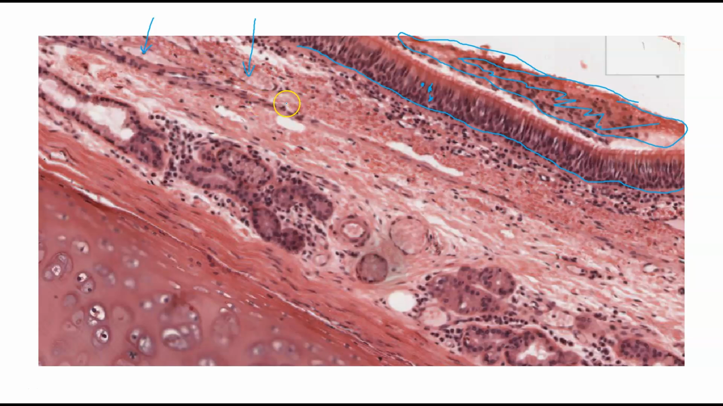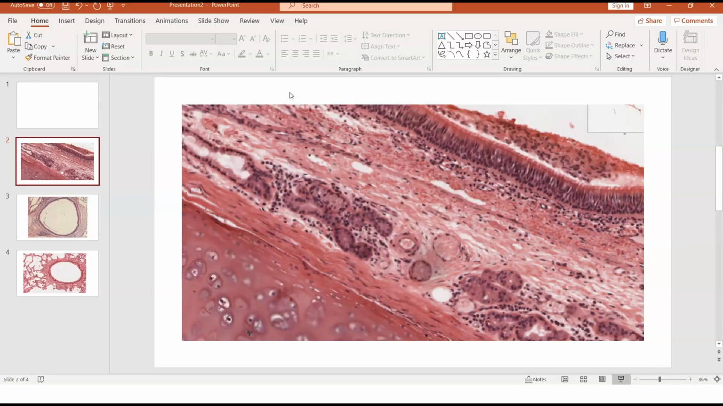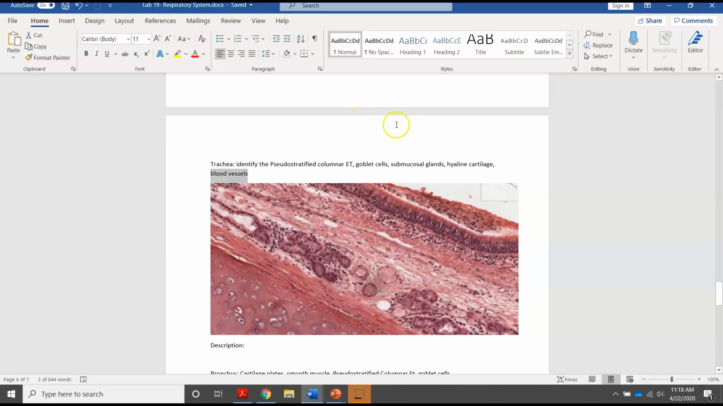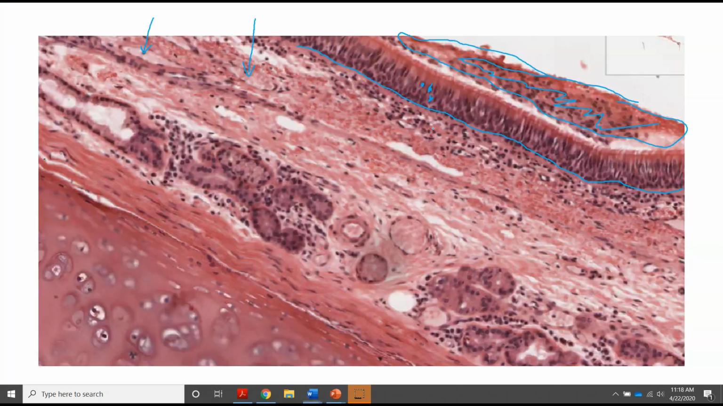We got some major blood vessels in this area. Another thing that we have to find, let me get this work, there we go. So we found our pseudostratified columnar epithelium, we found our goblet cells, we found our blood vessels. We also want to find submucosal glands and hyaline cartilage.